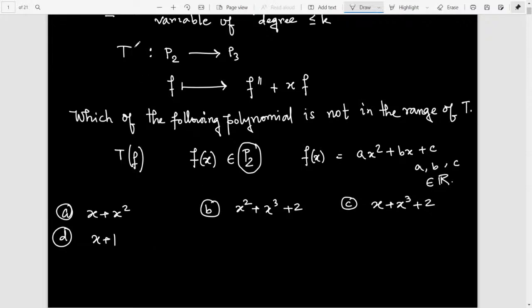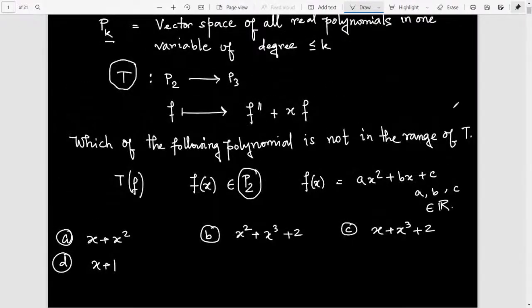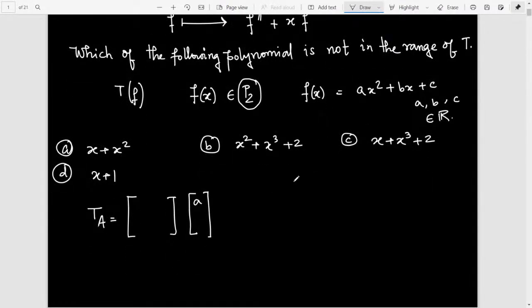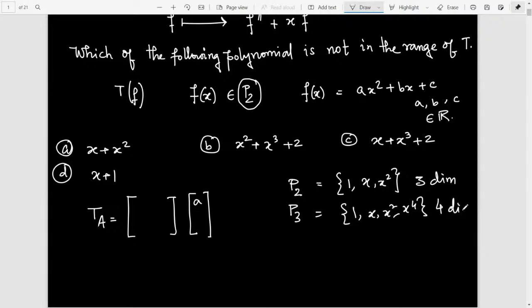One of the things is that you construct the matrix of T. All right, so suppose this is the matrix that you have, this is your T. Then what will be the vectors in P2? First of all, for the matrix of T, the thing you need to look out for is the dimension of P2. The basis of P2 is 1, x, x square, so the dimension is 3. And P3 has basis 1, x, x square, x to the power 3, so this is 4 dimensional. All right.